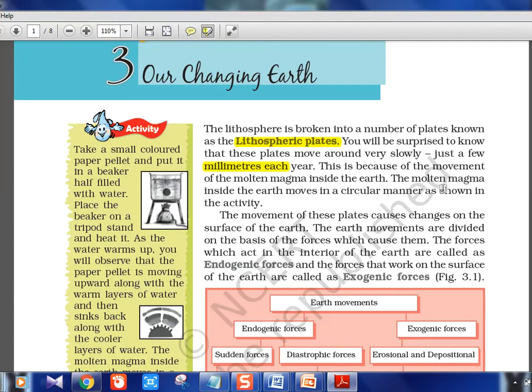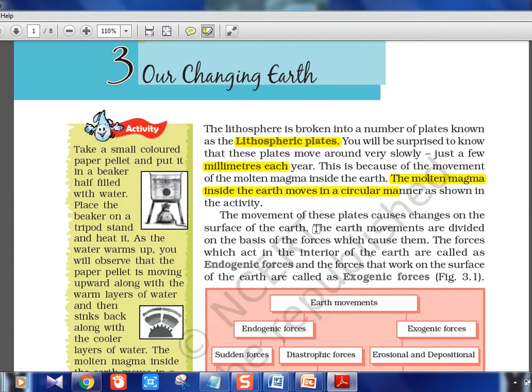Okay. The molten magma inside the earth moves in a circular manner as shown in the activity. Actually, one beaker experiment is there for 7th standard students only, leave that. The molten magma moves in circular motion. The movement of these plates causes changes on the surface of the earth. Whatever happens with this movement will affect the entire earth itself. The volcanic movement, the earthquake, such things are happening because of this plate movement only, sudden plate movements.